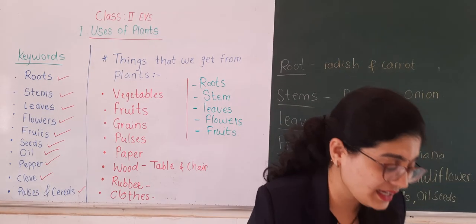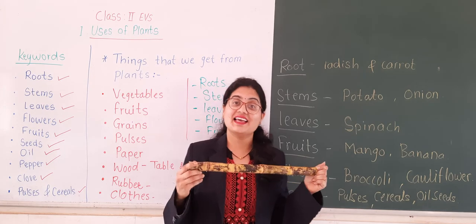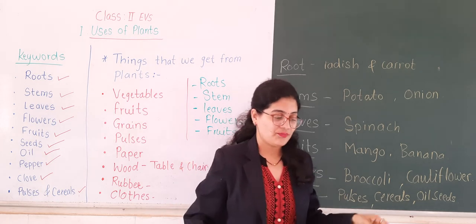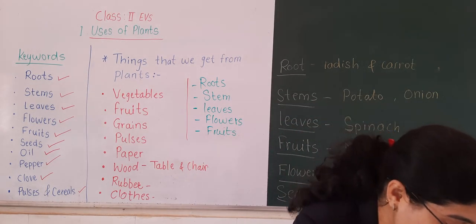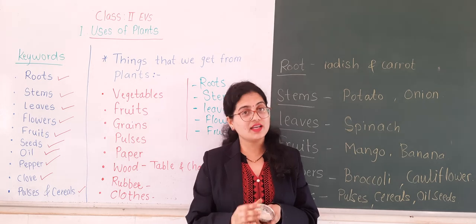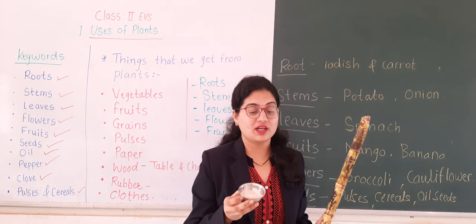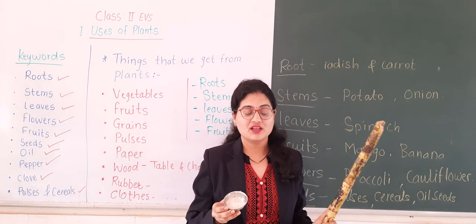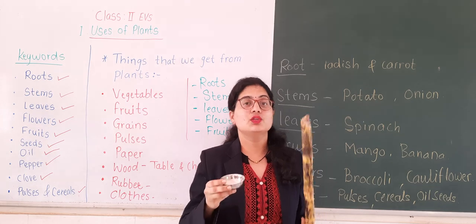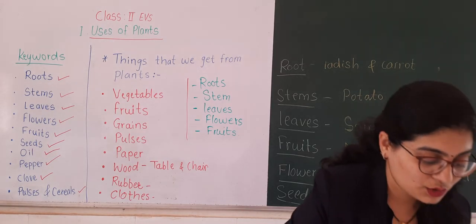Okay, then can you tell me, students, what is this? Do you know this thing? Yes, this is sugarcane. What do we make by using this sugarcane? Do you know that? Yes, we make sugar by using sugarcane. Do you like sugar? Which plant do we use to make sugar? We use sugarcane to make sugar. Okay, children, do you understand?